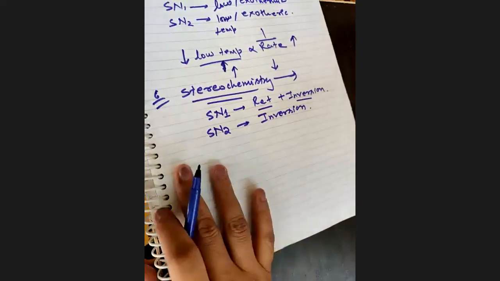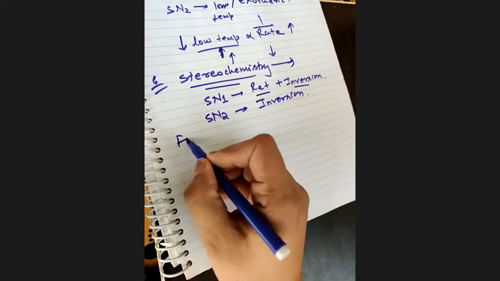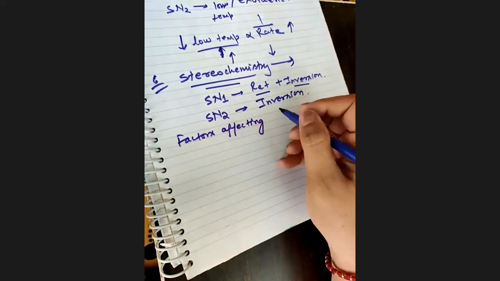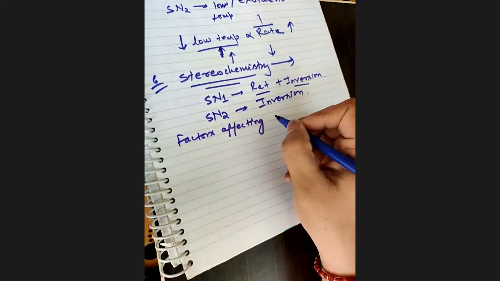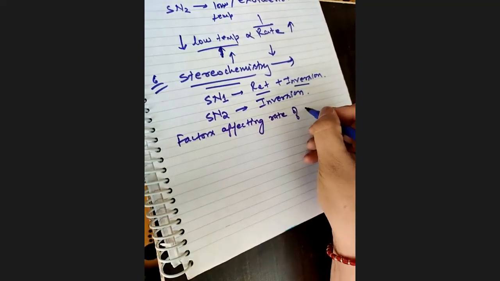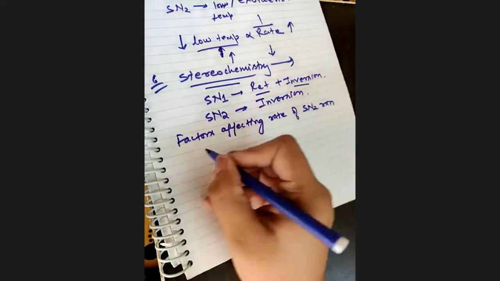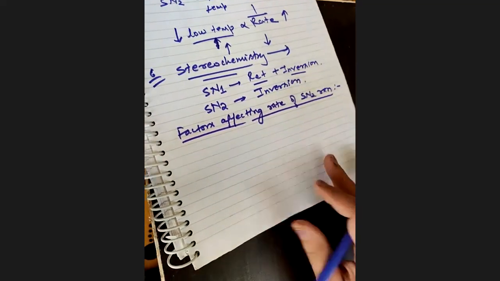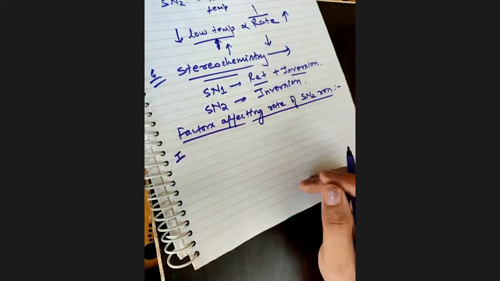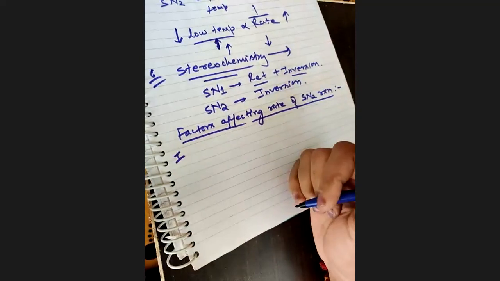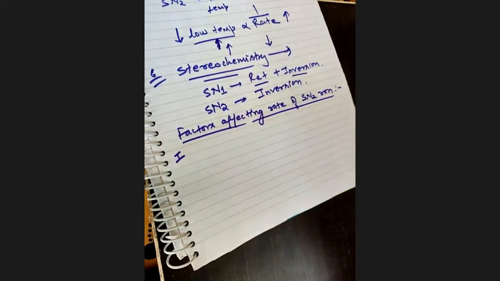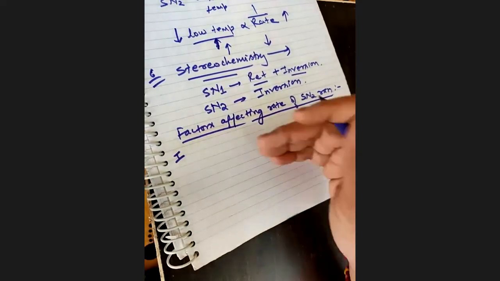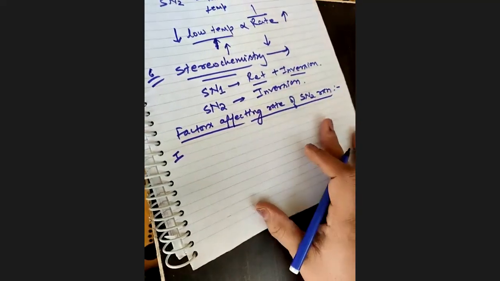Okay, let's move to some important points: factors affecting the rate of SN2 reaction. We have already discussed solvent and temperature. Now I want to explain some important factors which affect the rate of reaction. You will get different types of questions in objectives out of these.